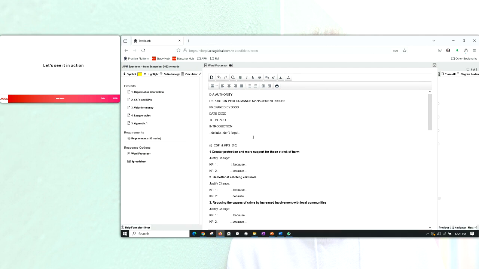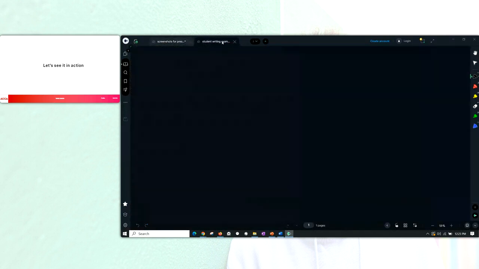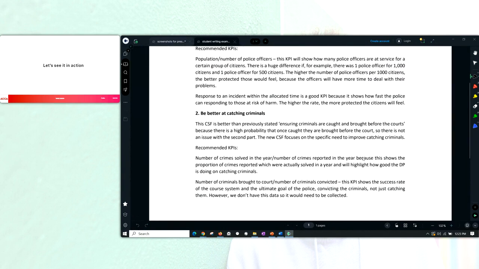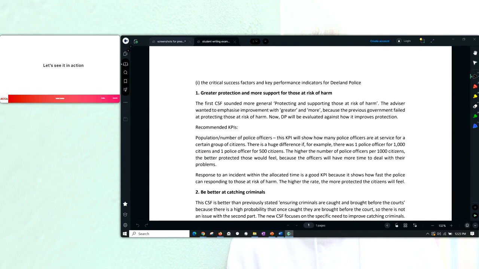So guys, look at this. I found the embedded task, I found the verbs, and I found a compound question. So I'm doing several things under each heading. Now, when I'm all done, my answer might look like this. So this is two sections written up. Now, we're trying to provide justification for the change. So the first critical success factor sounded more general, protecting and supporting those at harm. The advisor wanted to emphasize improvement. There we go. With the words greater and more, because the previous government failed to protect those at risk of harm. Now, DLAND police will be evaluated against how it improves protection.